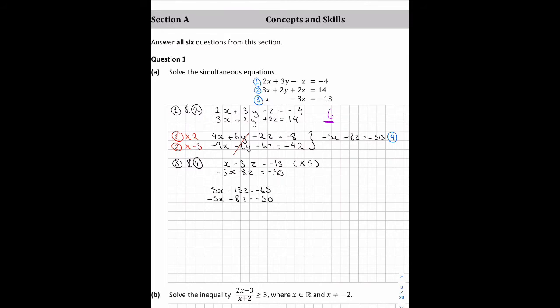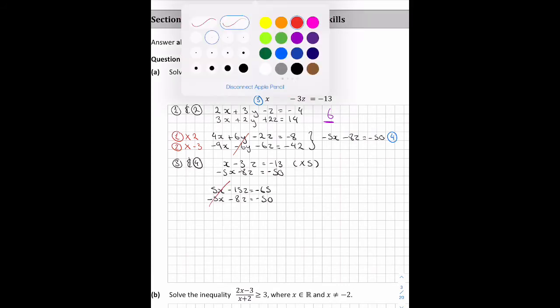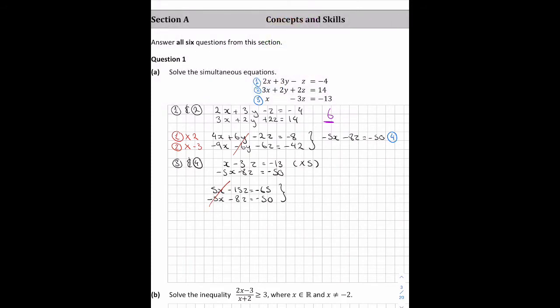So again, just like we wanted, we get the cancellations, and then we're left with minus 23z is equal to minus 115. Then to get just z by itself, we divide both sides by minus 23, and minus 115 divided by minus 23 leaves z is equal to 5. And we're just going to highlight that because we'll need it for later.